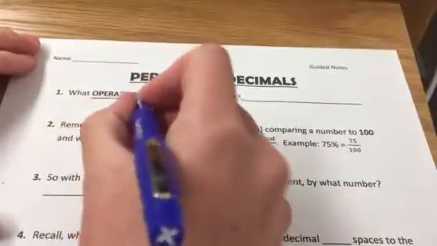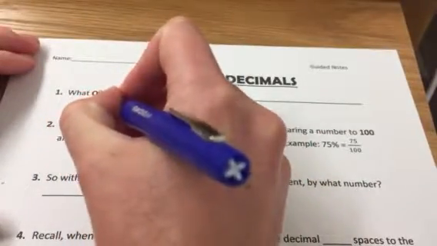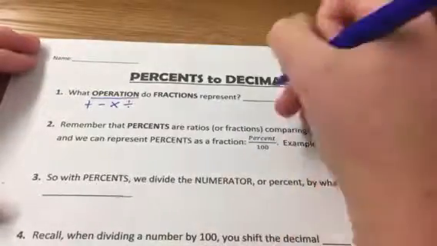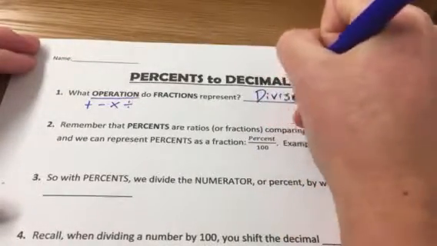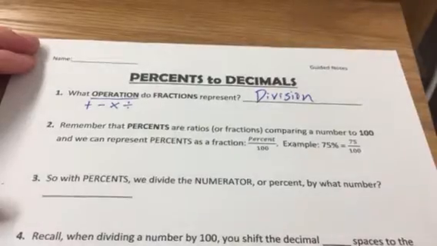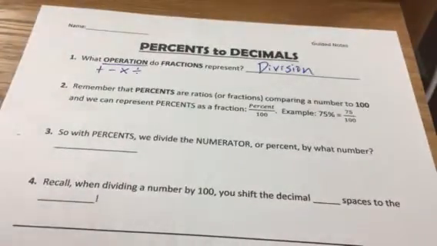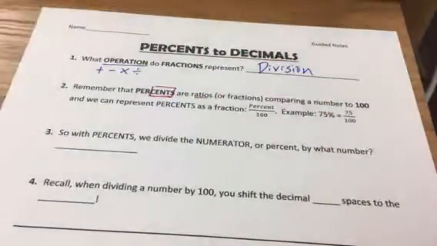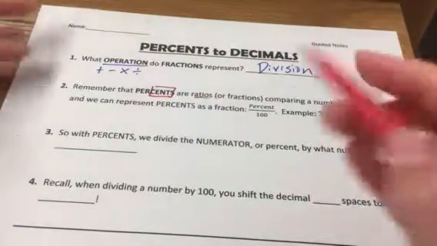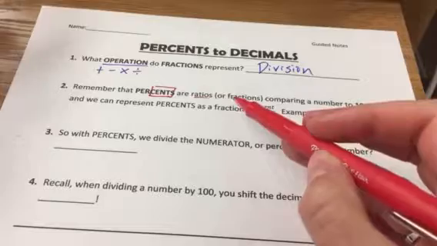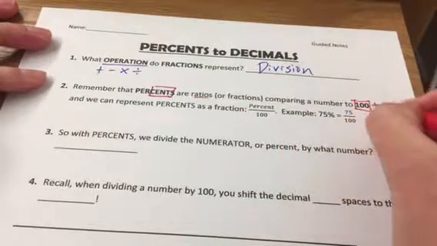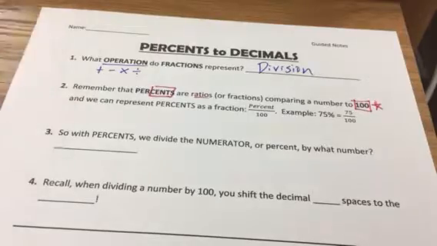So what operation, out of addition, subtraction, multiplication, and division, does a fraction bar represent? Well, it represents division forever and for always. And remember, percents are ratios. Now, ratios are a term that we haven't quite learned about yet, which essentially means it's a fraction comparing a number to 100. 100 is super important when we're dealing with percents.